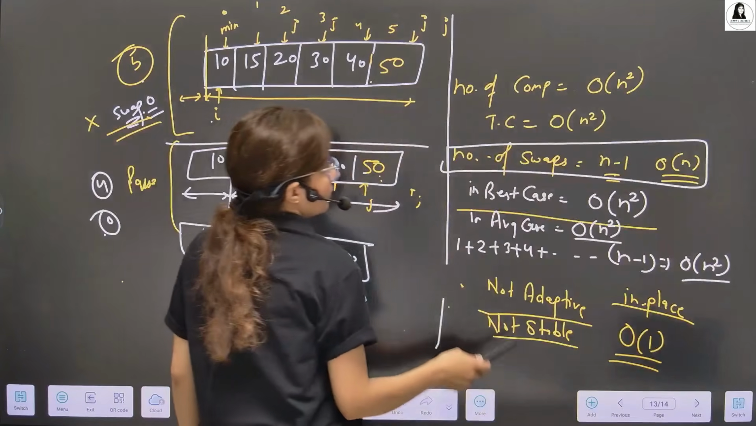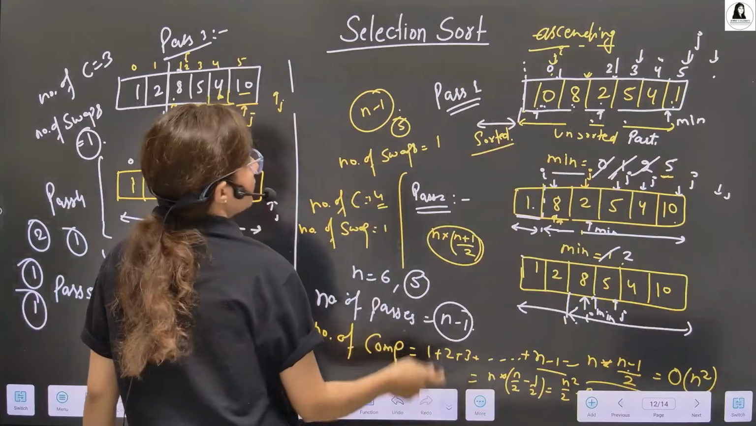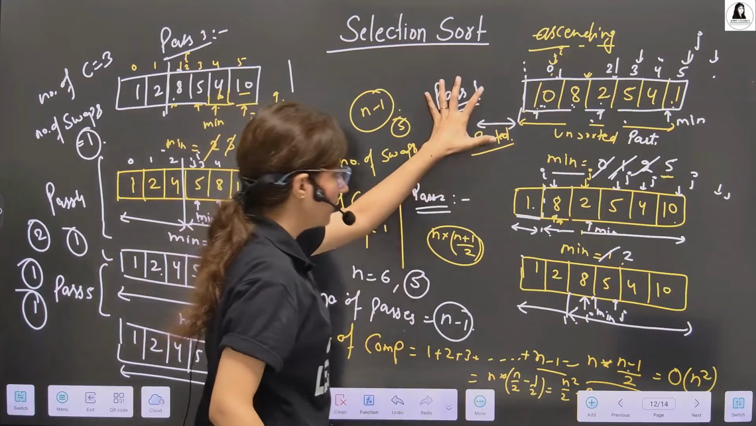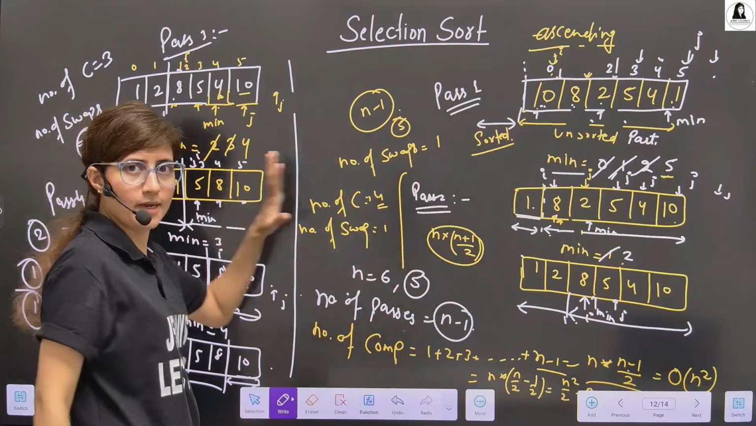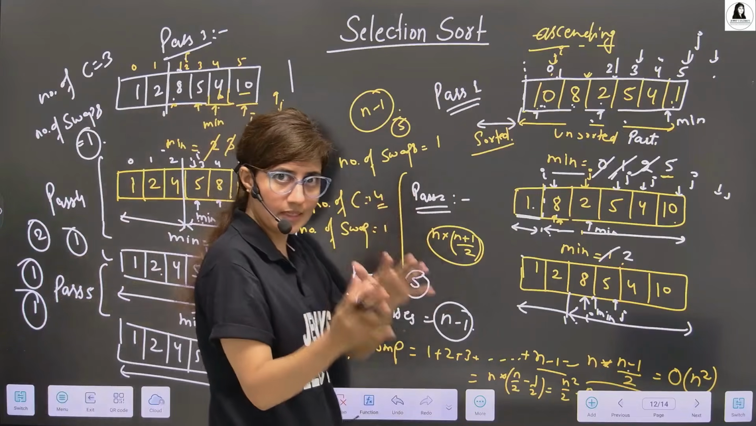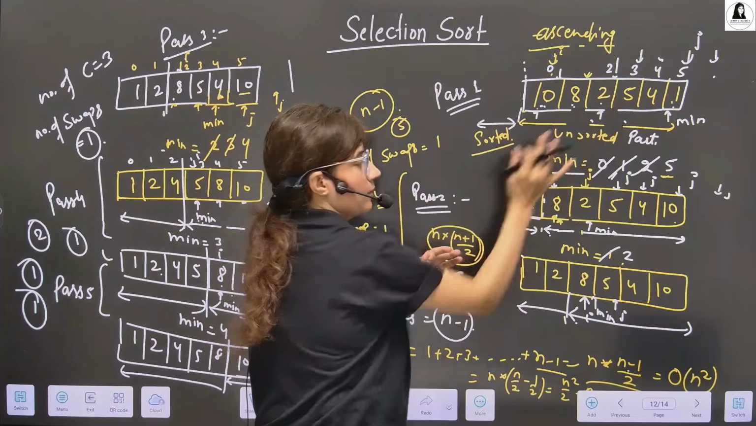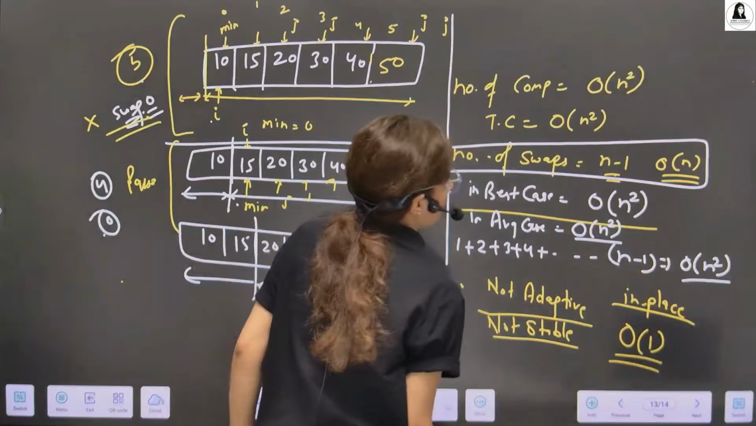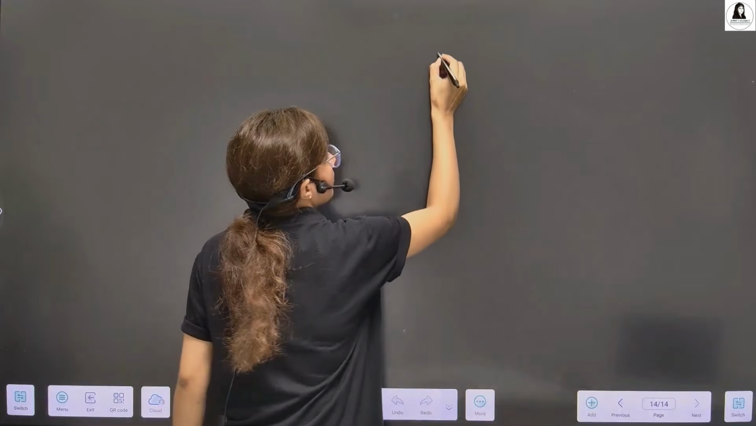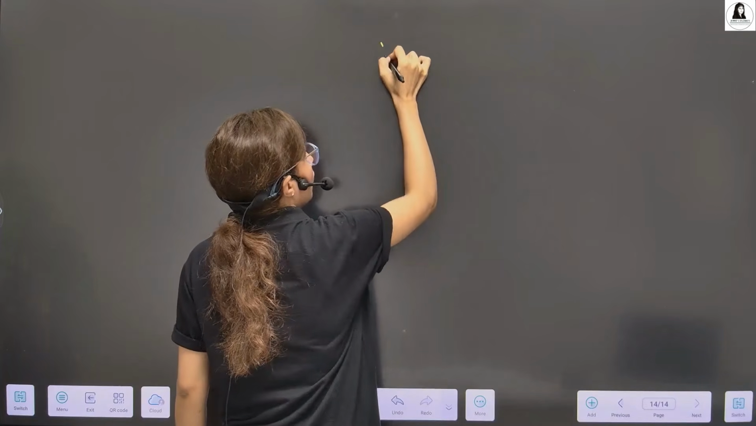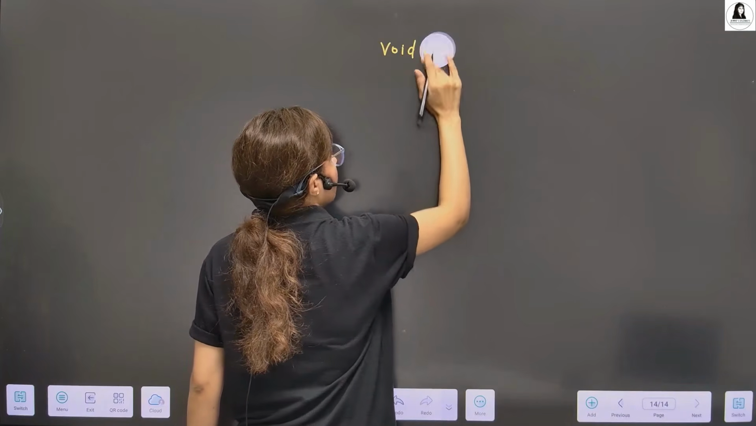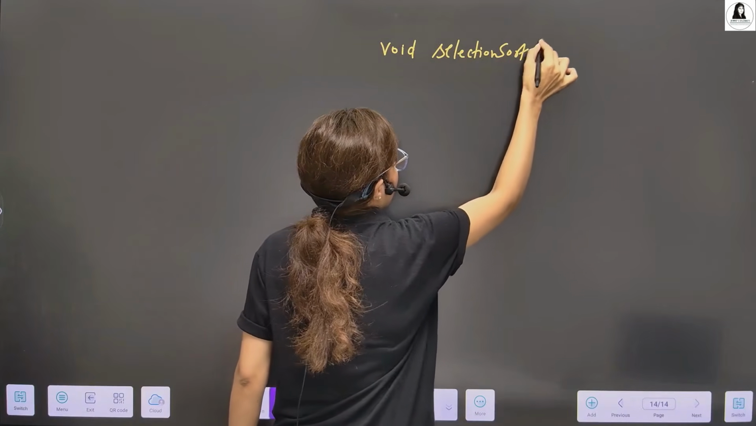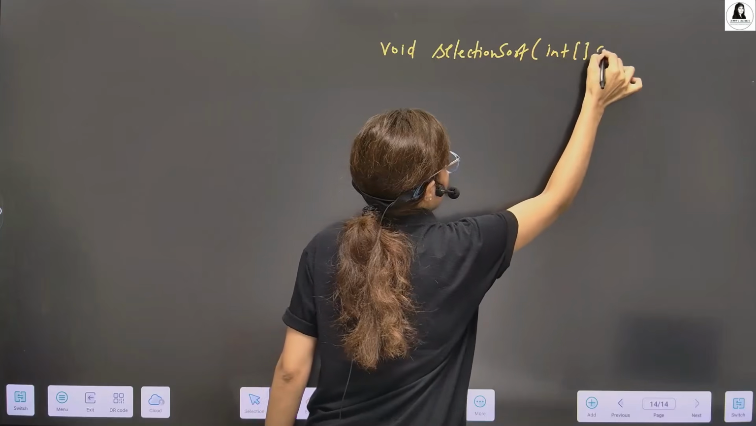Okay, so first let's try to write down the pseudocode or code for this. How do we do it? The first loop is obviously for the number of passes. Passes are n minus 1. Then the inside loop is for the number of actual comparisons. So we need 2 loops for sure, a nested loop. First, write down a method; let's name it selection sort, and we pass the array. So let's take an array here.